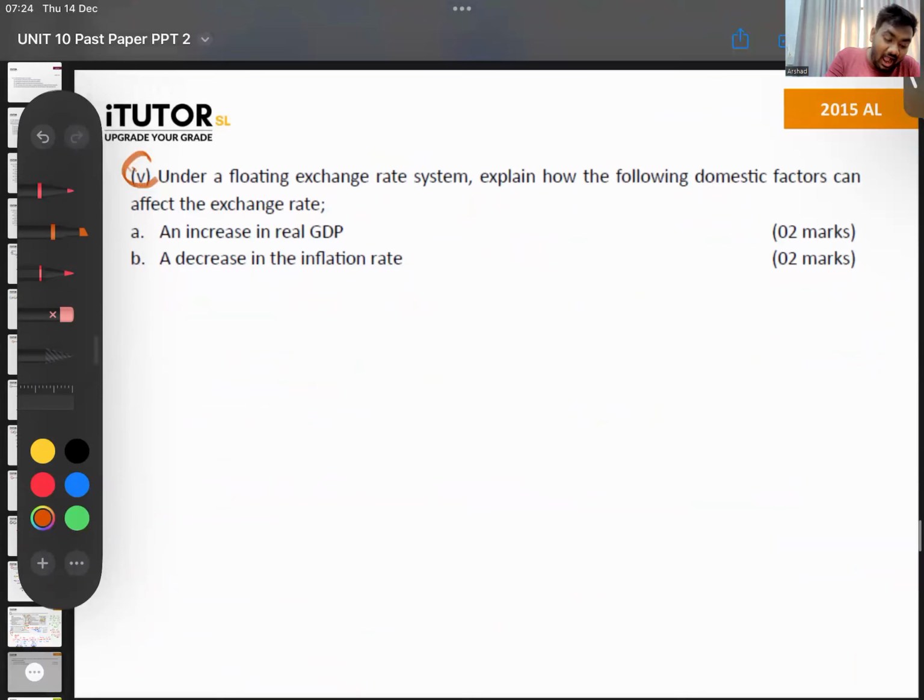Question 5. Under a floating exchange rate system, explain how the following domestic factors can affect the exchange rate. 1. An increase in the real GDP. How does this work? We have learned this before. When there is an increase in the real GDP, what happens? It means now people have more income with them. So this will lead to imports increasing. An increase in the real GDP will increase the country's imports. We will import more and more now because we have a lot of money with us.